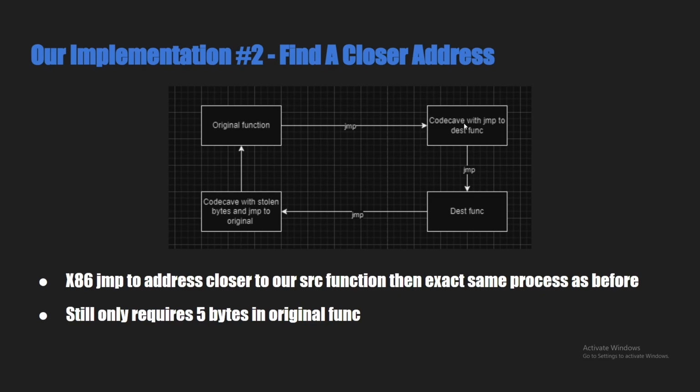This is just going to be using our typical absolute jump, so 13 bytes. It doesn't really matter, we can do it however we want in this code cave as long as we've got the room. And then from the destination function we're going to jump to another code cave with the stolen bytes, and that's going to jump back to the original function. From the original code cave, it's essentially the same as the original trampoline, just with one extra step.